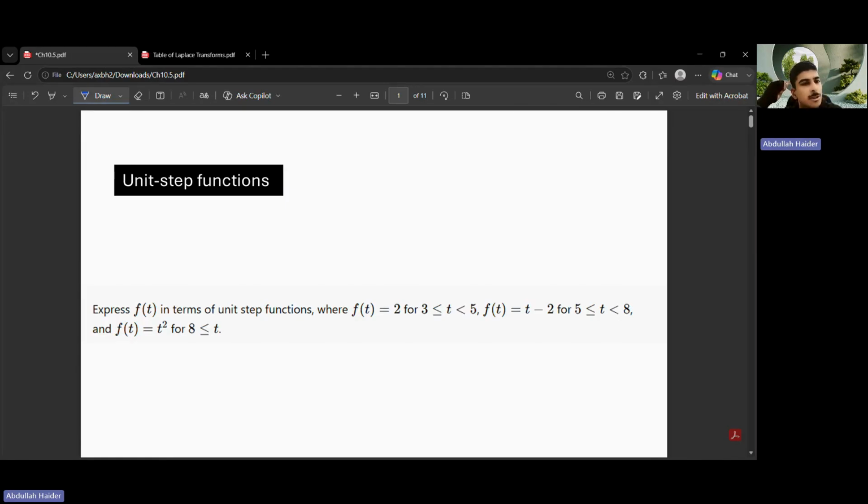So today I'll be covering the last section of chapter 10 of Laplace transforms. In this section we'll be learning about unit step functions.